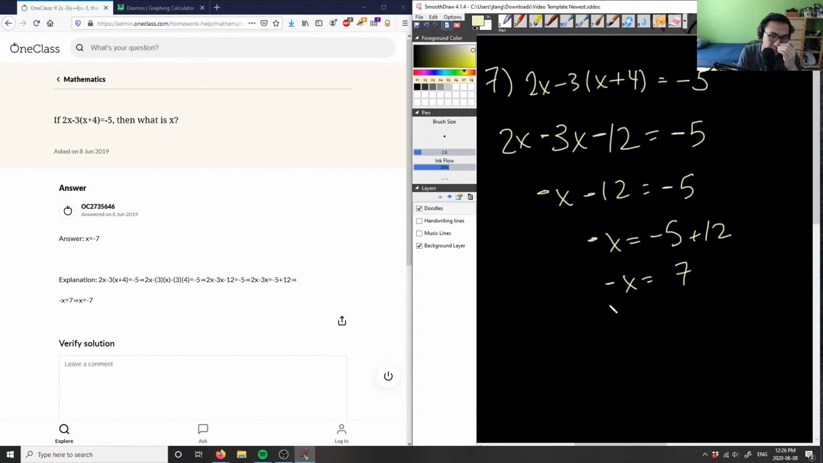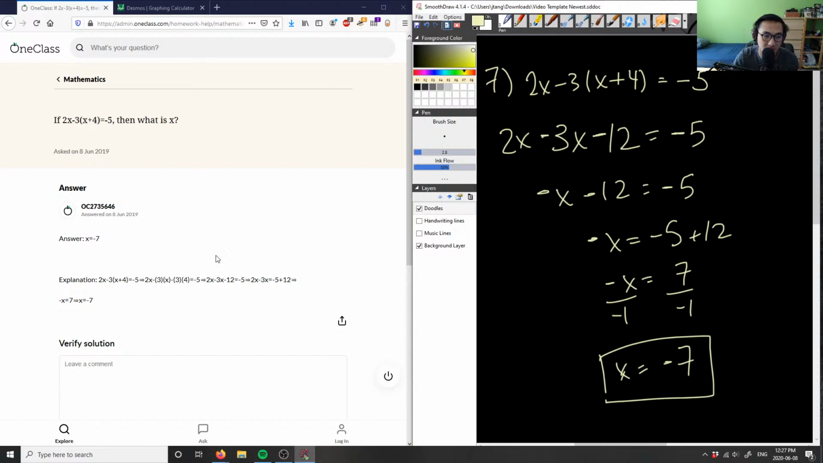And finally, I can divide both sides by -1, right? So this is divided by -1. X is going to give me -7. And this solution here is correct because they got x equals -7 as well. So the solution here is correct.